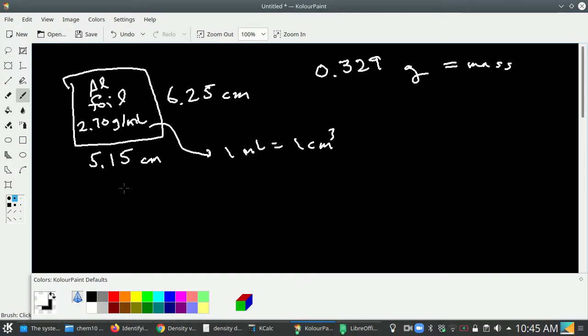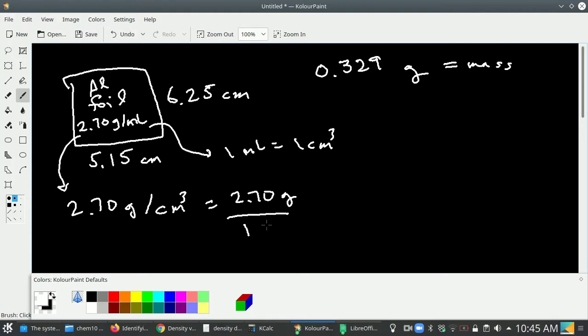Now, in a previous assignment, you learned that 1 milliliter is the same as 1 cubic centimeter. So let me just write this as 2.70 grams per cubic centimeter. What does that mean? That means that it is really 2.70 grams for every 1 cubic centimeter.